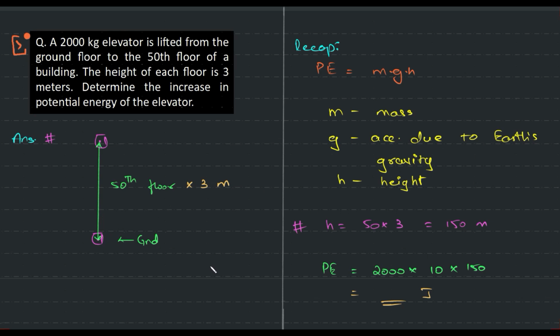Now, one more thing I wanted to recall is your derivation of mgh. Gravitational potential energy is the energy stored because of an object being at a particular place in the presence of a gravitational field. That is your gravitational potential energy, and it's given by mgh. How do you derive this?